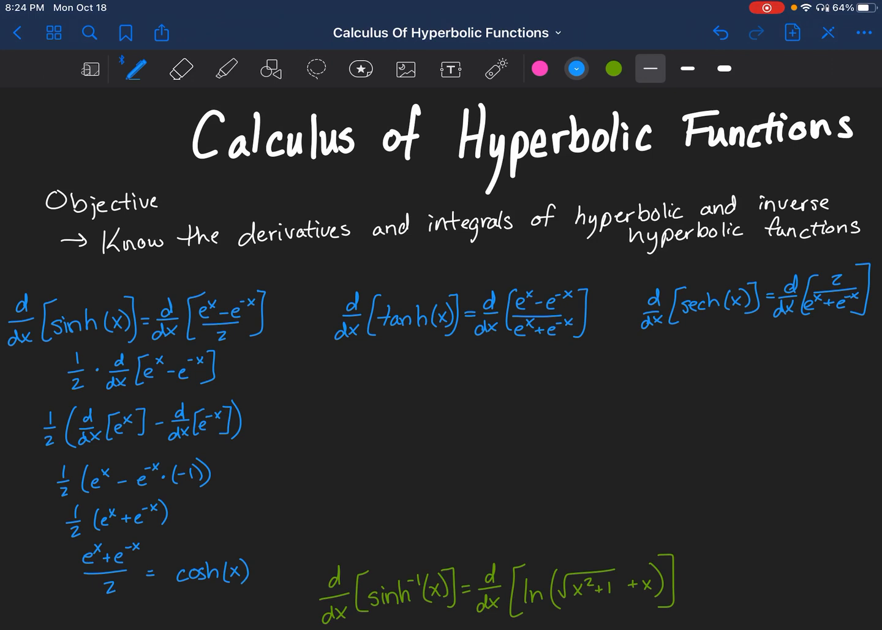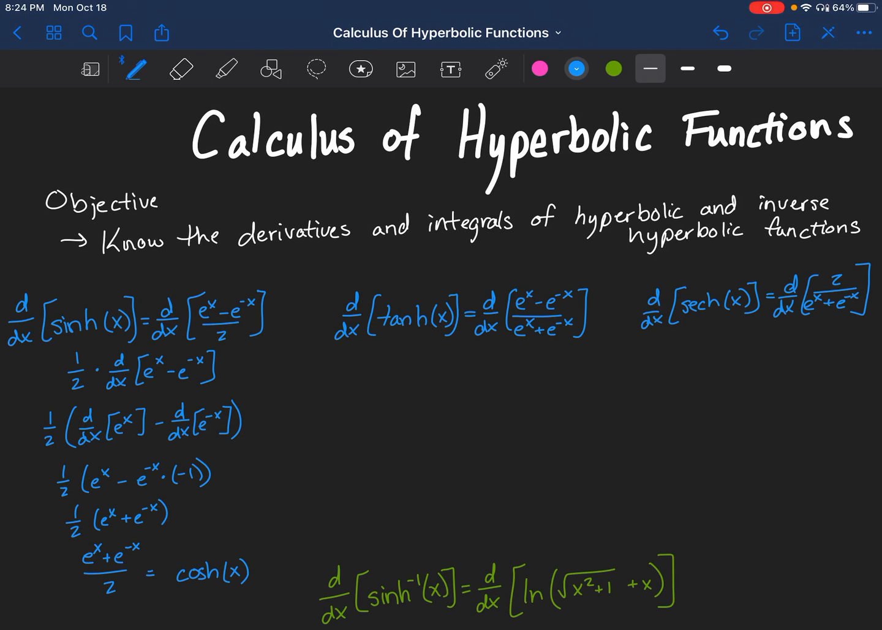So notice again, like I said, the formula pretty much stays the same. The derivative stays the same for hyperbolic functions as with trigonometric functions, because if I took the derivative of sine, we would get cosine. If I take the derivative of hyperbolic sine, I get hyperbolic cosine. So let's try doing another one.